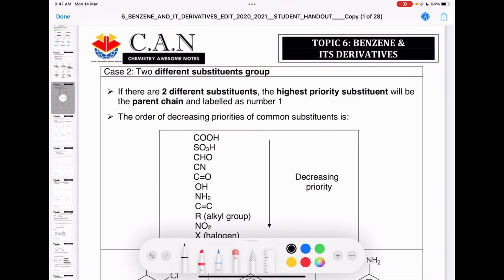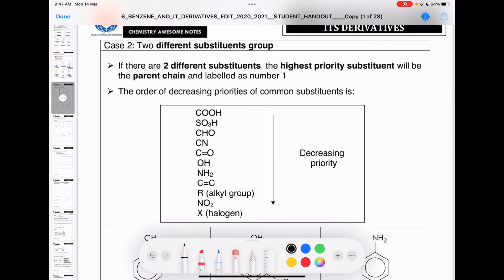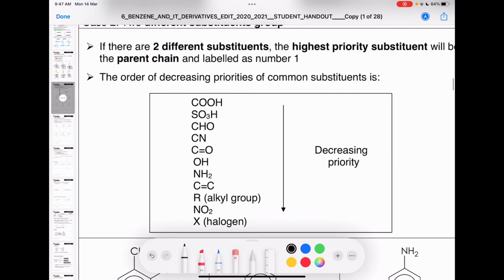Okay. Now let's take a look at this case. This case is when you have benzene with 2 different substituent groups. So which one will be together as the parent chain? Now when it comes to this, you have to know the priority of the substituent. Okay, so this is the list we have given to you in your chemistry awesome notes. So we have a few substituents. This is a common substituent that is used.